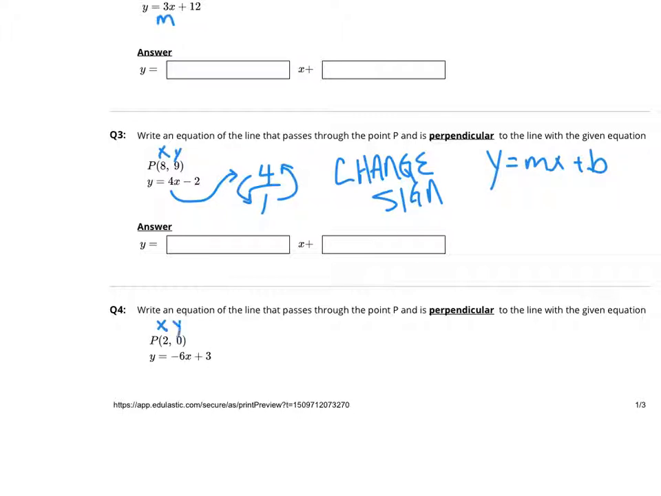So there's your x, there's your y. Take that slope, it's -6/1, and change it, because we're dealing with perpendicular lines.